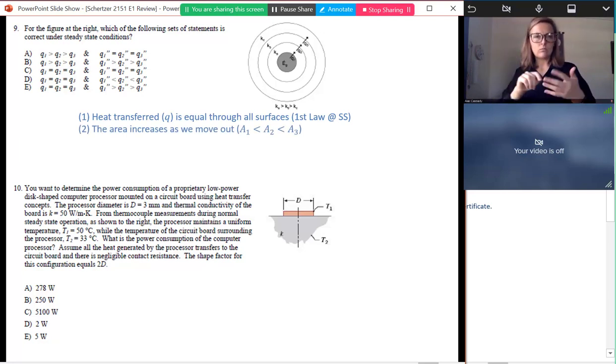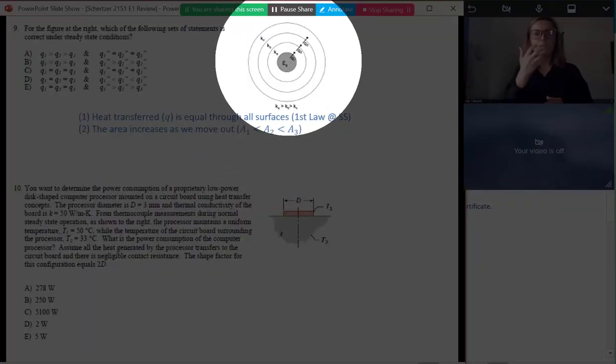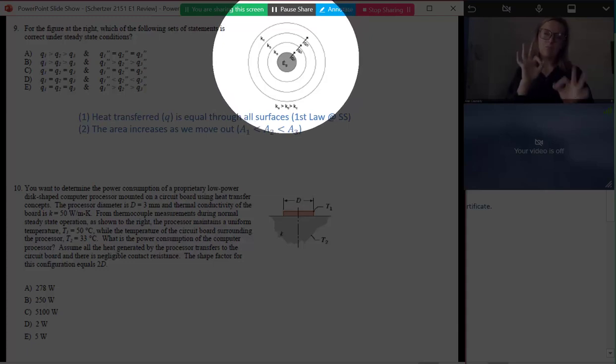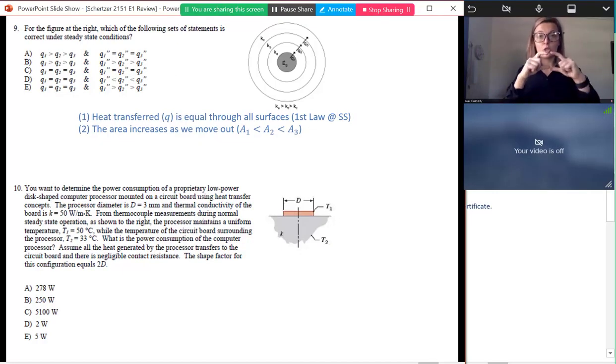Now, the next part, right? So it asks us about the heat. So I know the heat's got to be equal. But then it asks us about the heat flux. So now here, I know that the picture here is maybe not great. But as we get these concentric circles, right, as the radius gets bigger, the area gets bigger too. So there's the smallest amount of area at Q1, and there's the largest amount of area at Q3.